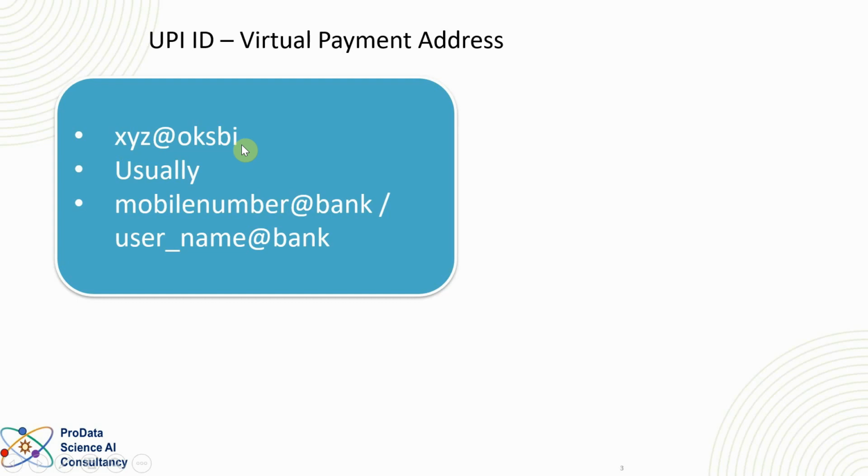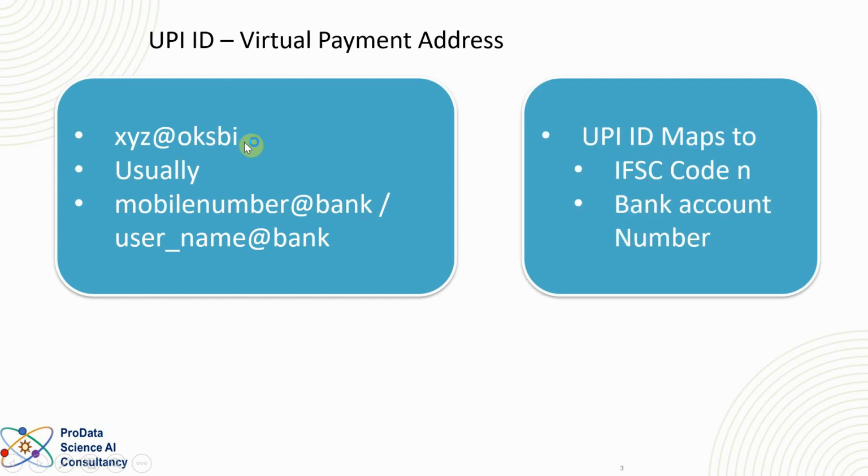It actually corresponds to a particular bank account, a particular IFSC code and bank account. And when you are saying XYZ at OKSBI, it means SBI has kept a mapping for this particular person XYZ at OKSBI, that if this ID comes, it means this IFSC code and this bank account number. This IFSC code and bank account can be of a different bank than SBI. SBI is just maintaining that mapping.